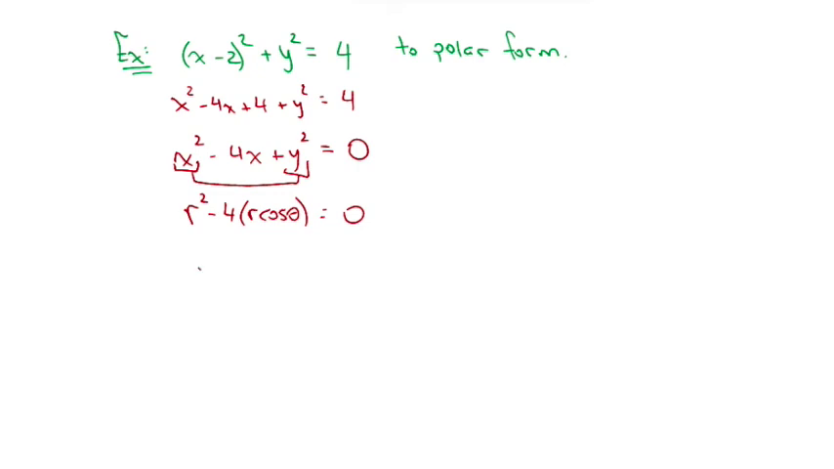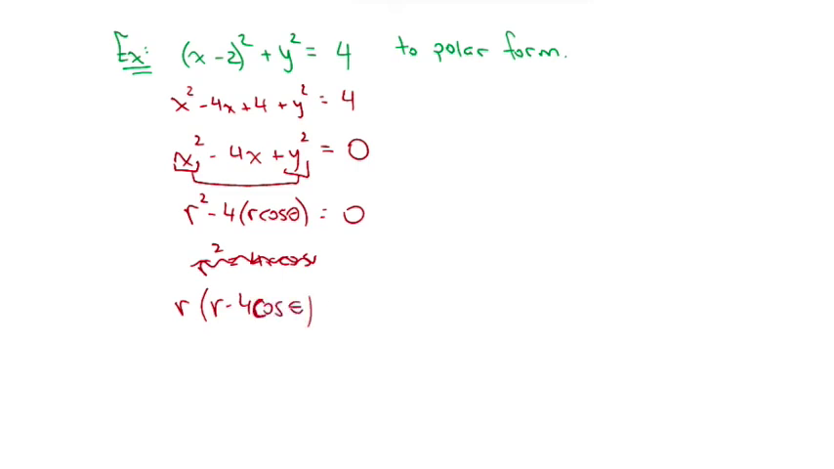Solve for r, and you get r squared is equal to 4r cosine theta. Uh-oh, I can't do that. So what else can I do? I have r on one side and r on the other. I want r's on the same side. So what's another option? Factor out an r. You get r times r minus 4 cosine theta.